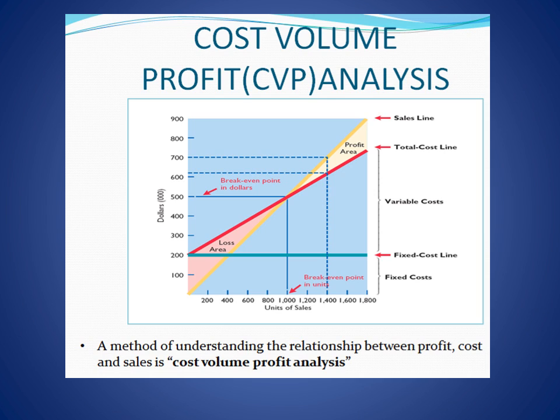And then we have the sales line, which is the total revenue line. That starts from zero, because the moment you sell a unit only then can you earn money. And the situation where the total cost is equal to the total revenue will be considered the break-even point, and we will be looking at break-even point in detail later. So one of the methods used to understand the relationship between profit, cost, and sales is cost volume profit analysis.